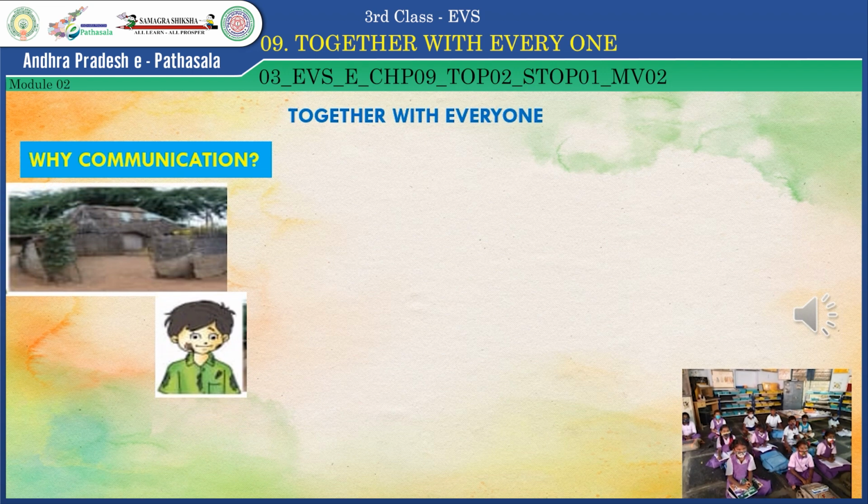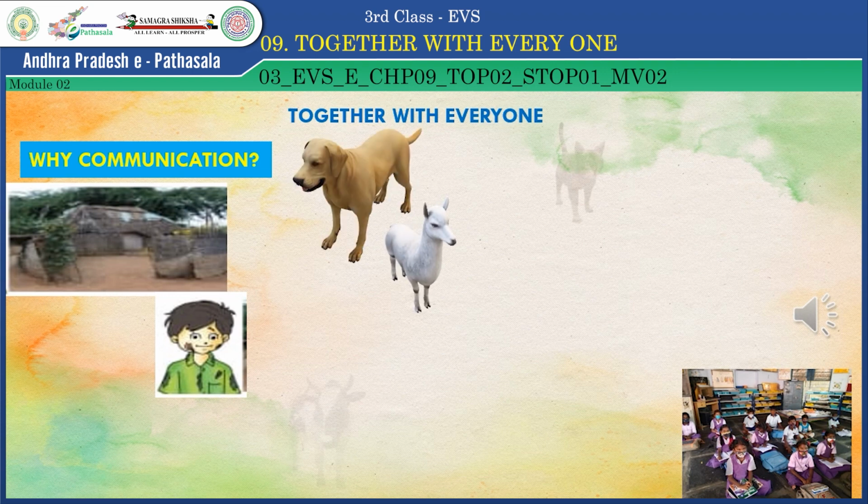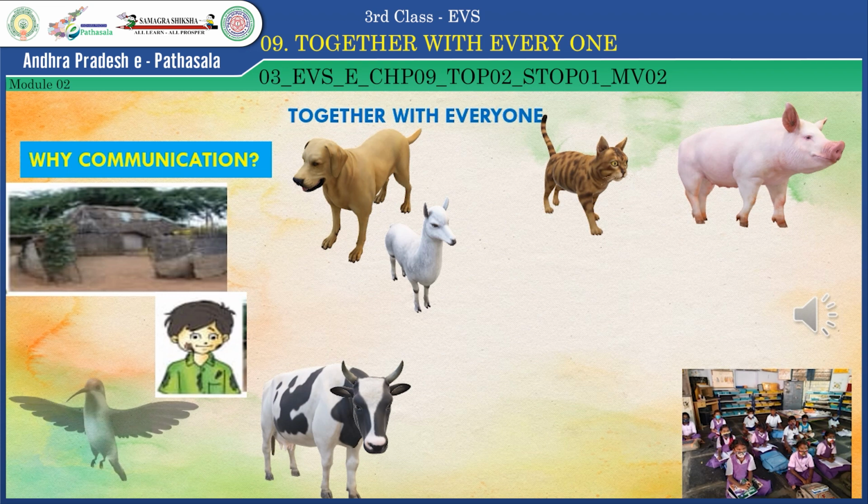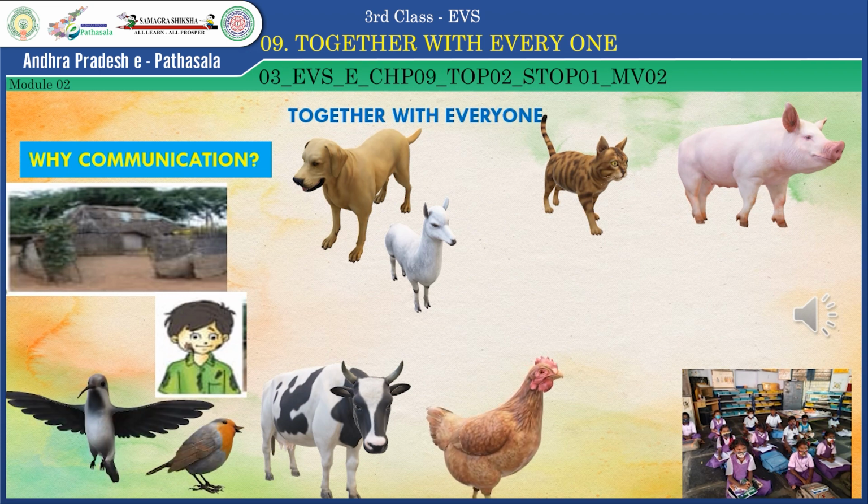Children, now it's your turn. Now imagine you are going to school from your home. Which animals do you see on your way? Say one by one. Dog, goat, cow, cat, pig. Okay. Which birds do you see daily? Crow, sparrow, hen, duck, etc. Have you ever observed those animals and birds communicate with each other?